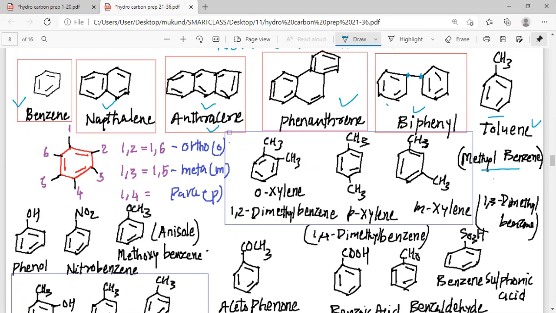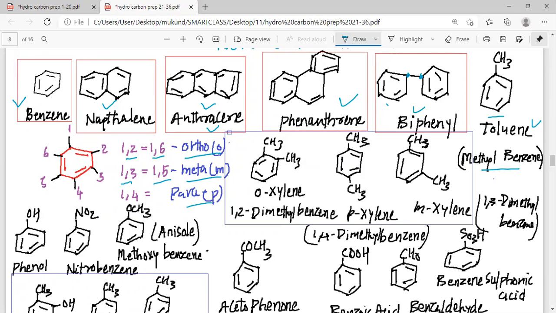My dear students, if we give numbers to the six carbons of benzene, then the 1 2 position and 1 6 positions are the same, which is known as the ortho position. The 1 3 position and 1 5 positions are the same, which is known as the meta position, and the 1 4 position is known as the para position.